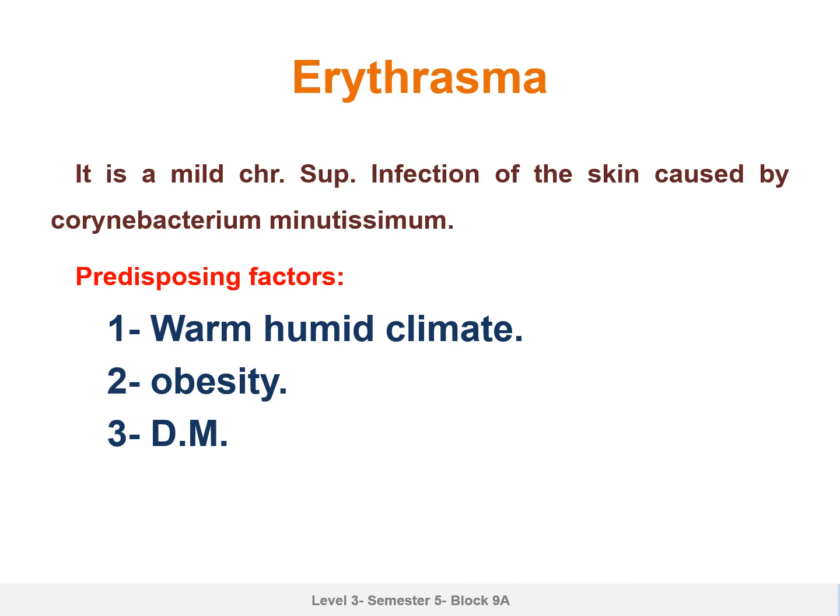The last disease is caused by bacteria called Corynebacteria, called erythrasma. Erythrasma is a mild chronic superficial infection of the skin caused by Corynebacterium minutissimum. The predisposing factors include warm, humid climate, obesity, and diabetes mellitus.